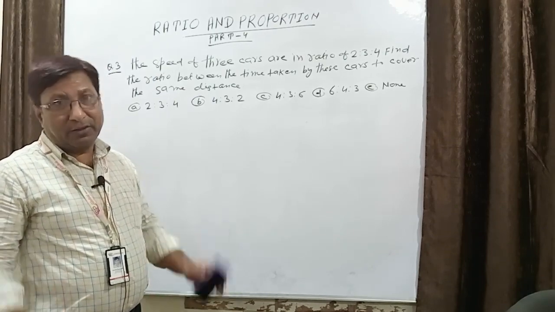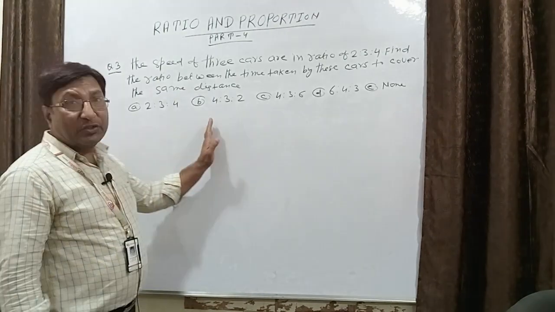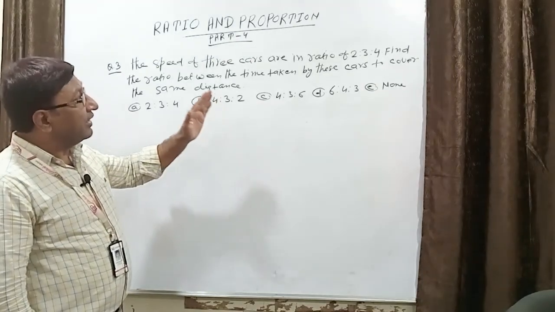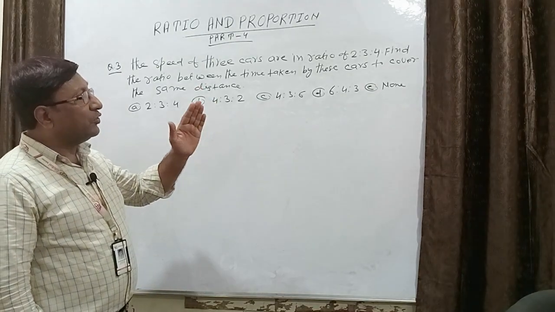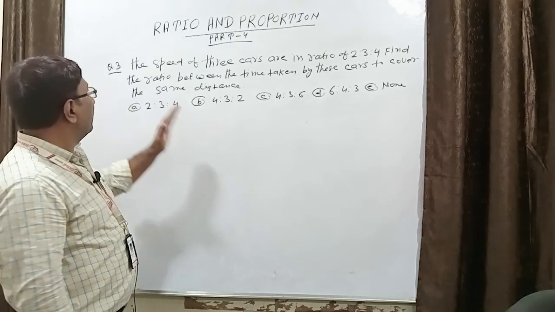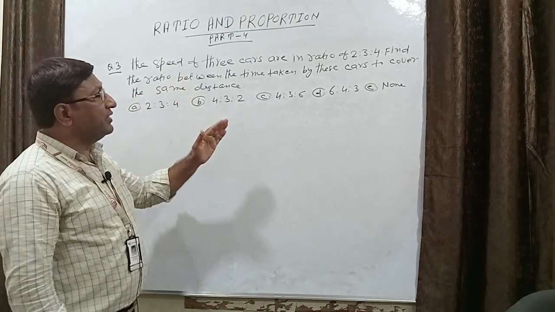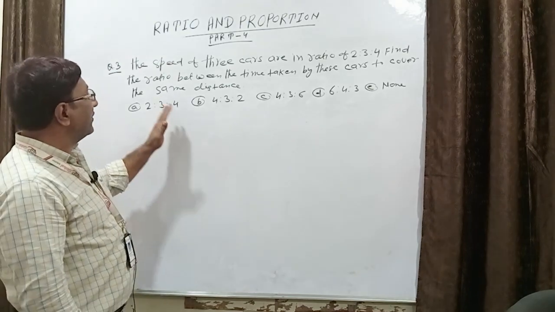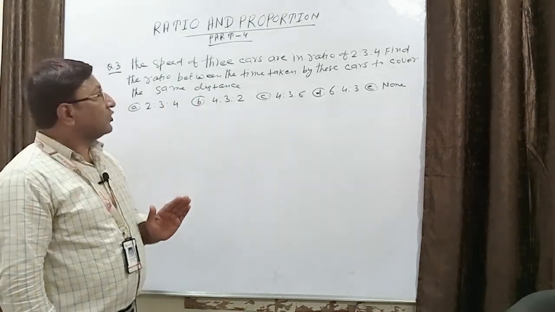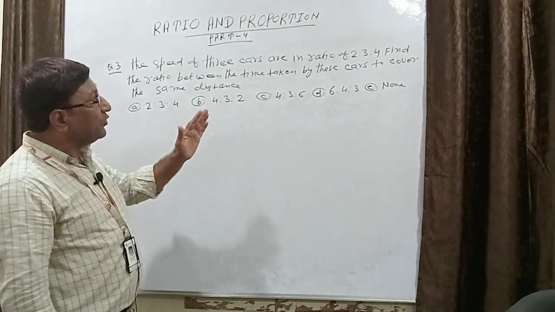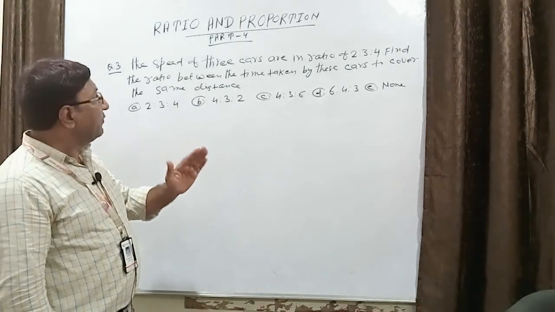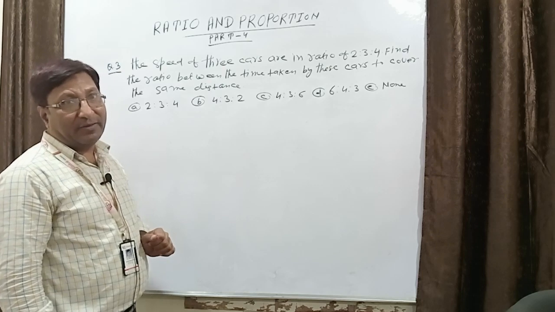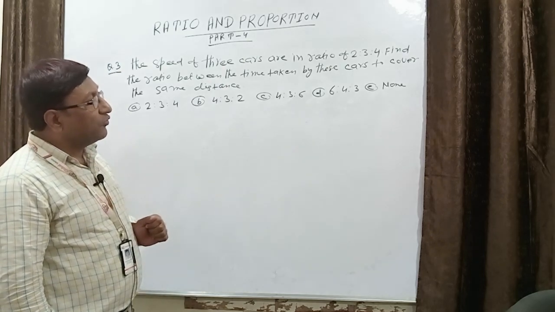Now see the third question. The third question is what? The speeds of 3 cars are in the ratio of 2:3:4. Then find the ratio between the times taken by these cars to cover the same distance. Here the speed ratio is given and we have to find the ratio of the time taken by the cars. Very important question. What is the technique?